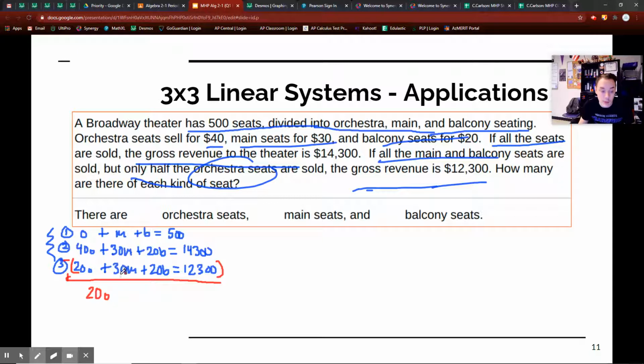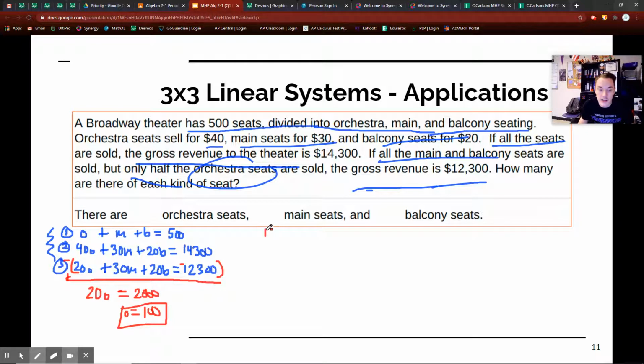Now that will go poof. These will go poof because they're negatives. And then this also gets a negative. So that means equals, what's 14,300 minus the 12,300? Well, that's just 2,000, right? Which means when I divide, my orchestra seats are 100. So that one was easy because it's a bonus, right? That's awesome. We want that.